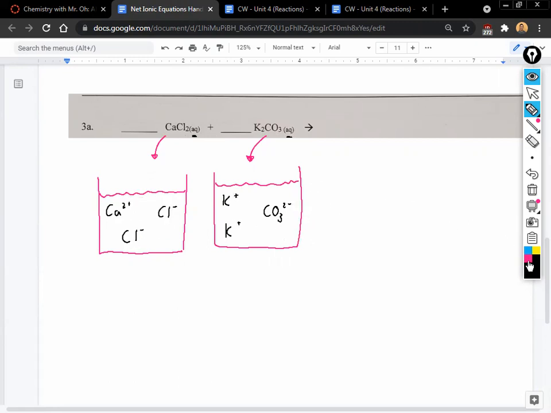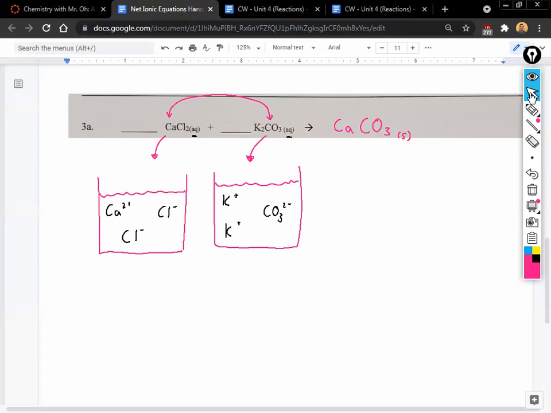Now we're going to do that double replacement action. Calcium is the cation in this one, and carbonate is the anion in this one, so they're going to check each other out. It takes 1 calcium and 1 carbonate to balance out the charges. Is this going to be a precipitate solid, or is it going to stay aqueous? This one is going to be a solid.